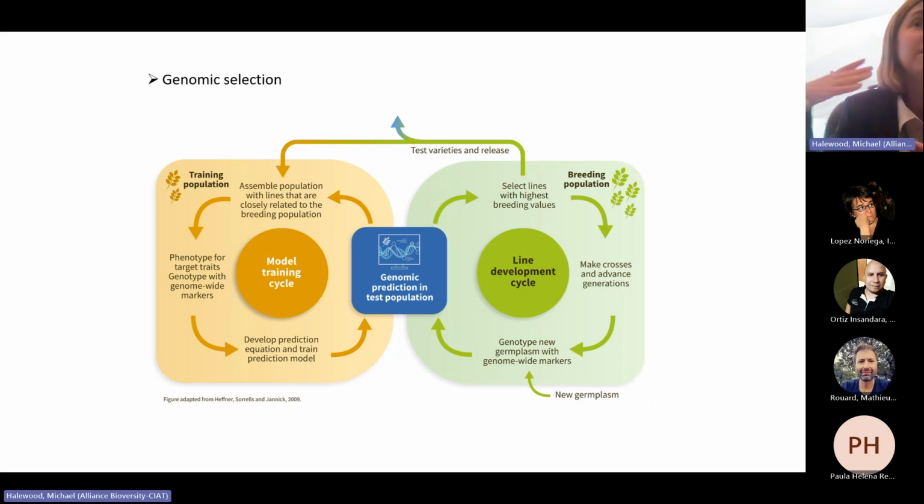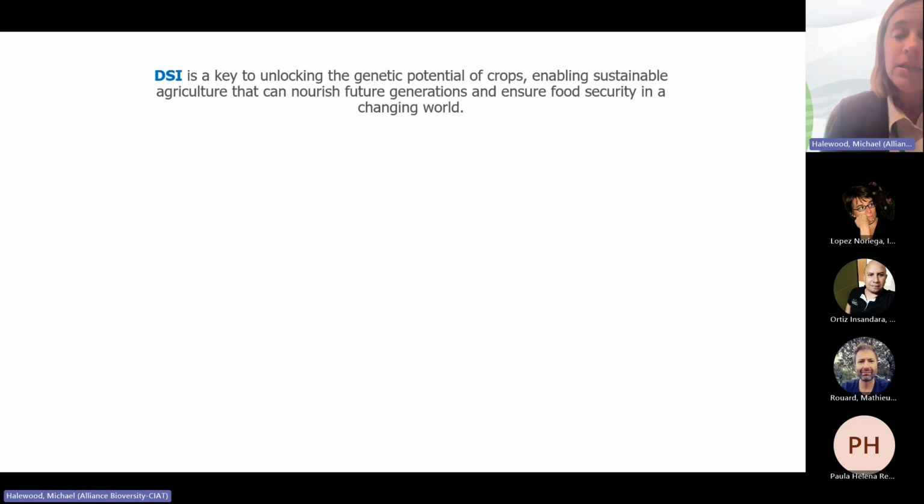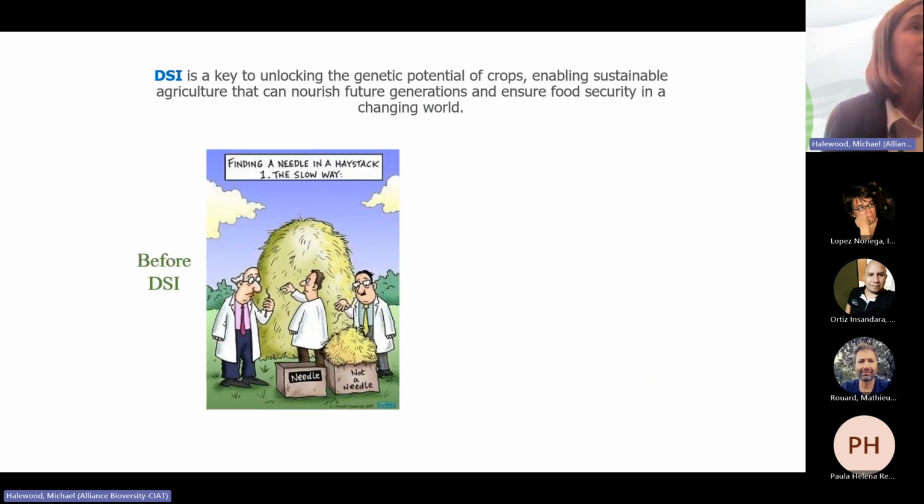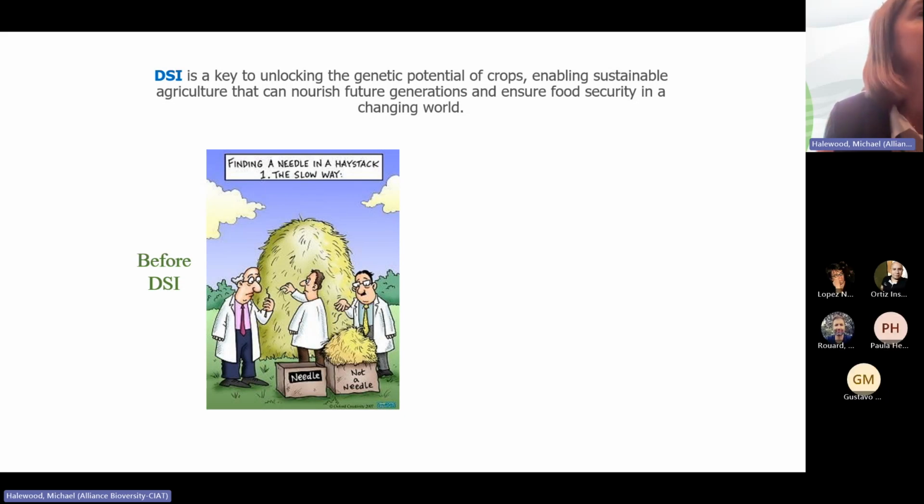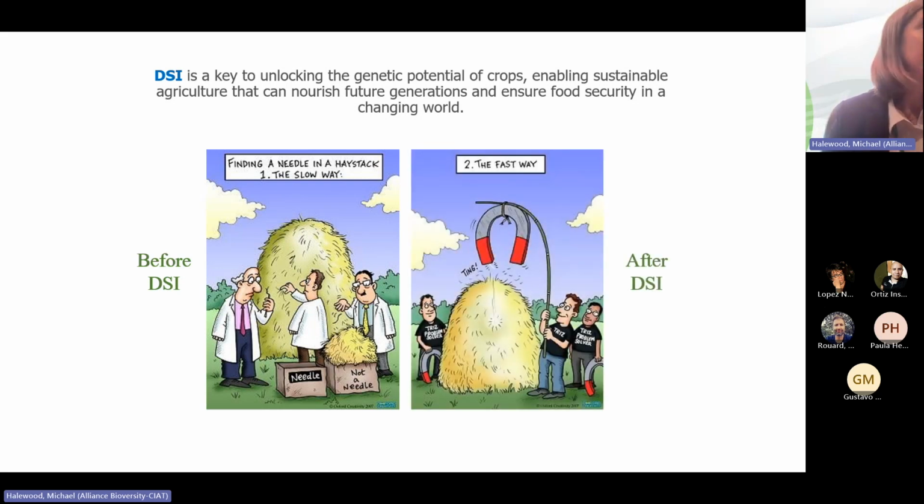And to summarize, I feel that before DSI it was really challenging for breeders to go into a gene bank and identify useful genetic variation. It was very, very challenging. Imagine, I manage 150,000 wheat accessions at the CIMMYT Gene Bank. It's really challenging for breeders to find something useful. But after DSI, the work is much easier. We can focus and be more efficient in selecting what is useful for the breeding program.